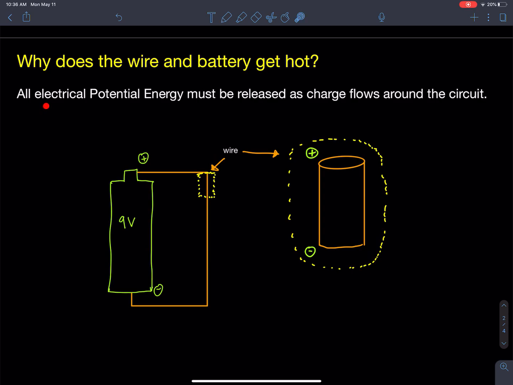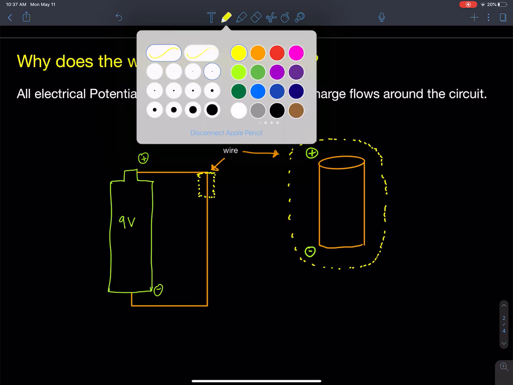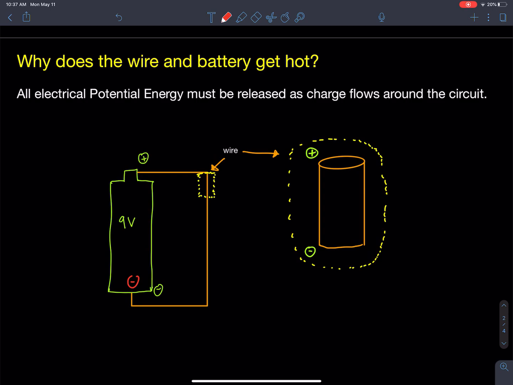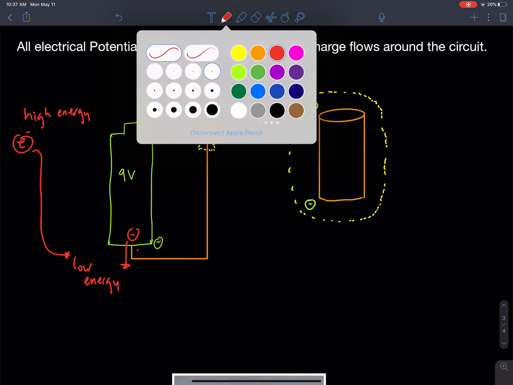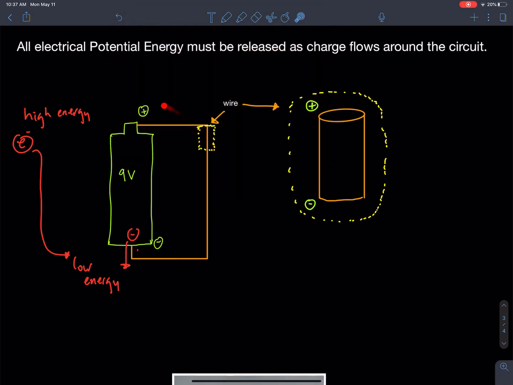We said that all that potential energy that's stored in that battery has to be released. As the negative charges start to flow, you can imagine that negative charge has high energy. Okay, and as it flows through that circuit, that high energy is going to go down to low energy. Okay? It's going to go down to low energy when that electron makes it to the other side of the circuit. So where does all that energy go? Well, that energy is going to be released in some form.